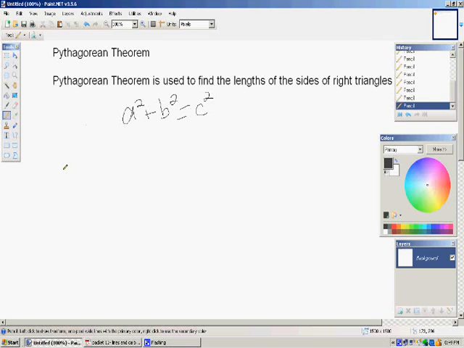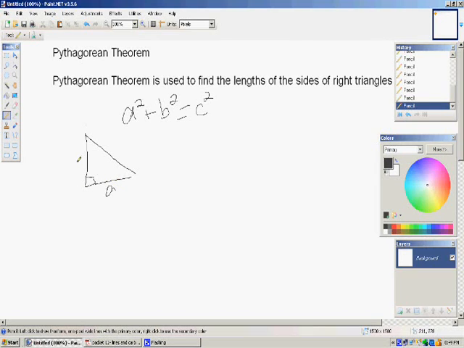And what a, b, and c mean are this. They're different parts of a right triangle. Say we have our right triangle here. I'm going to go ahead and draw a right triangle. And this is not very straight, I apologize. And say that's our right triangle right there, or a right angle, excuse me.